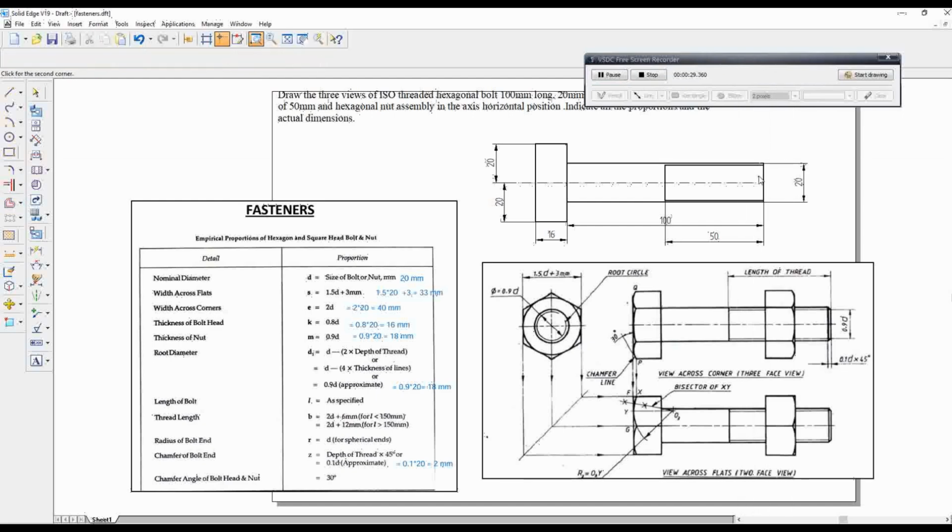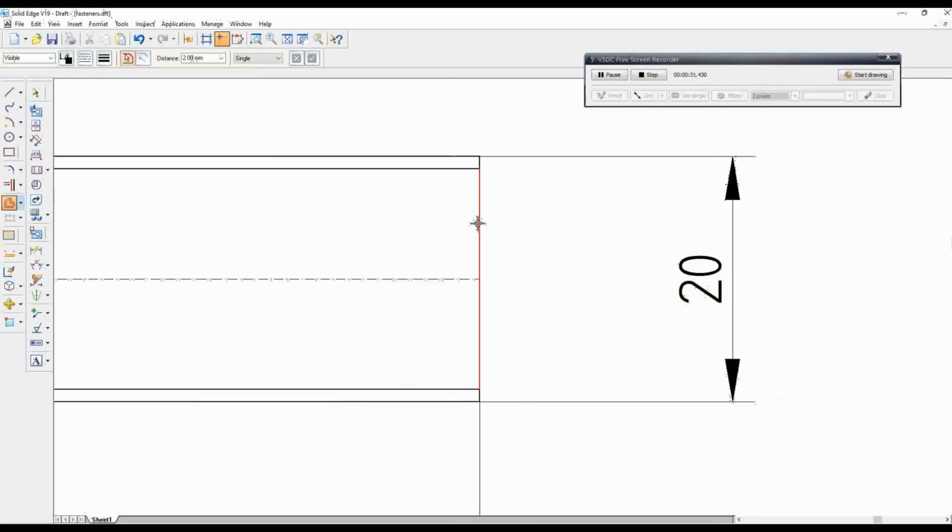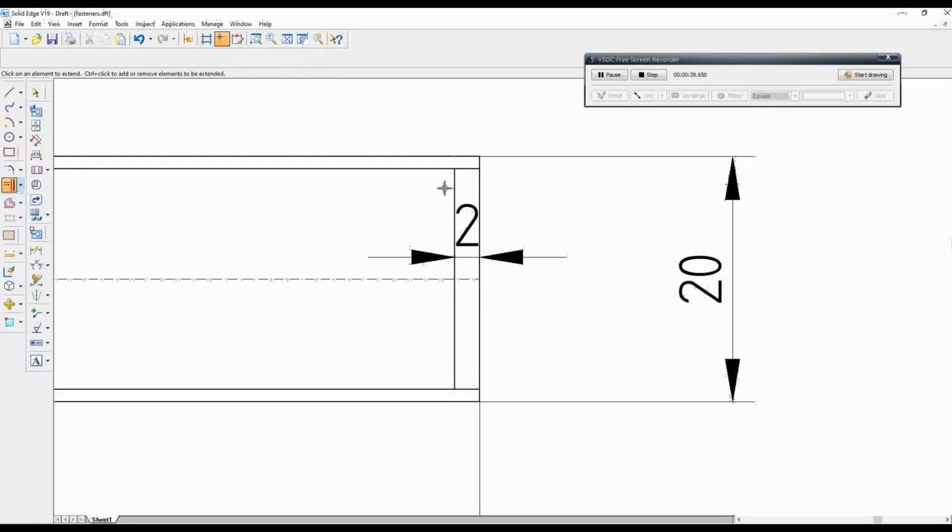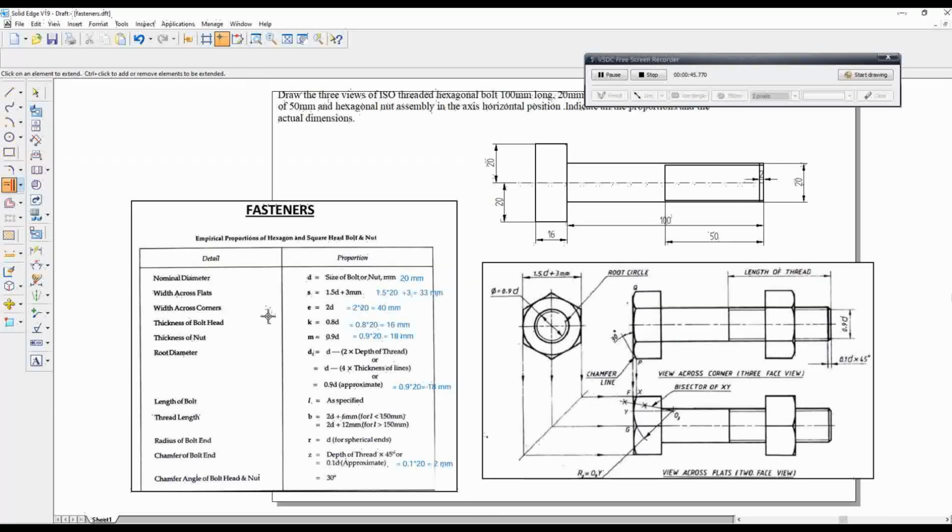So I'm going to zoom this area. I'm going to select this line as 2 mm offset. Yeah, 2 mm offset. So I'm going to extend this line. Now, what is the chamfer angle? The chamfer angle is given. It is 45 degree. Chamfer angle is 45 degree.